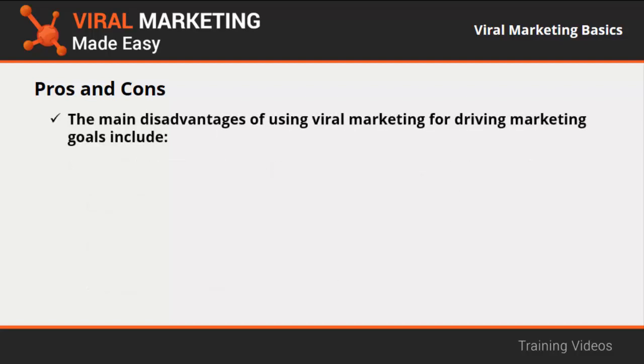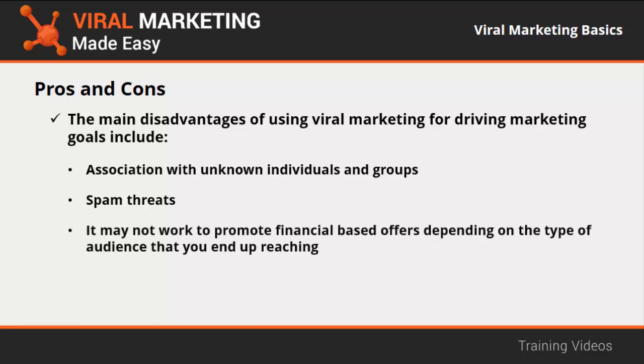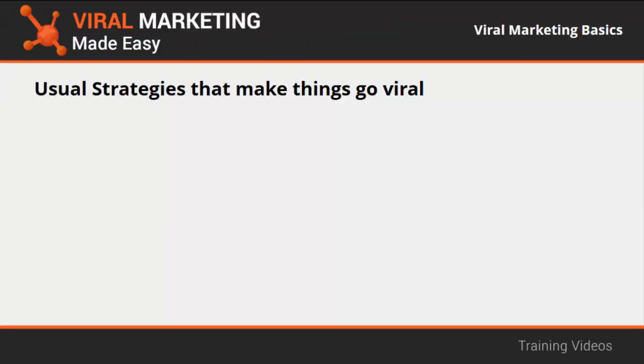The main disadvantages of using viral marketing for driving marketing goals include association with unknown individuals and groups. The strength of viral marketing heavily depends on how a message is transmitted from one person to another. People and audiences that you would rather not interact with can easily be reached this way. Spam threats. Viral marketing can lead to two forms of spam issues when not correctly planned. Your campaign will either come up as a spamming campaign, or you might become the target of spammers and unsolicited contacts. And it may not work to promote financial-based offers depending on the type of audience that you end up reaching.